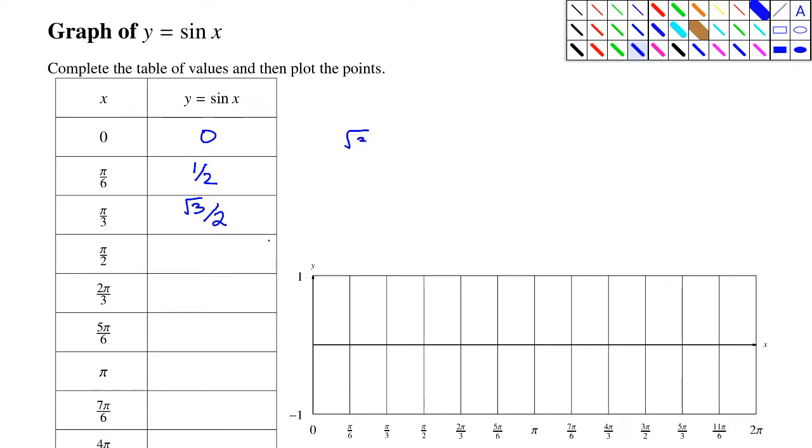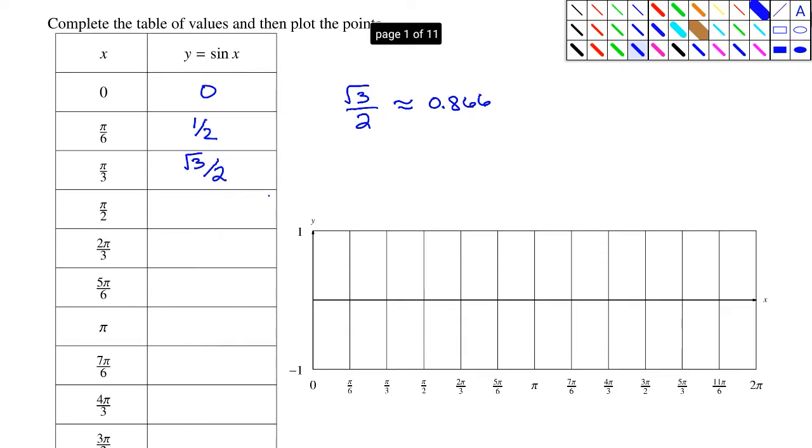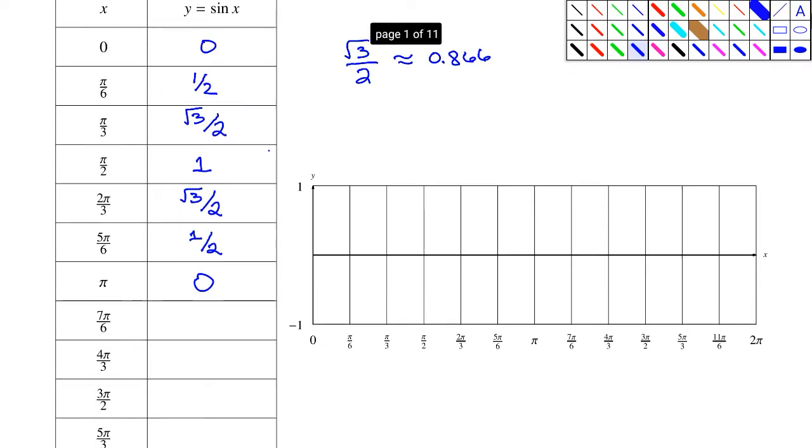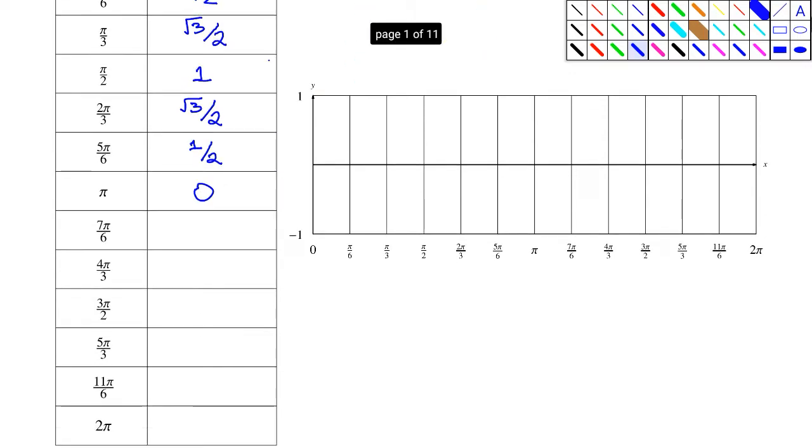And when we go to graph this, root 3 over 2 is approximately 0.866. The sine of pi over 2 is 1. The sine of 2 pi over 3 is root 3 over 2. The sine of 5 pi over 6 is 1/2. And the sine of pi is 0. And that's the upper half of the unit circle. Let's do the bottom half.